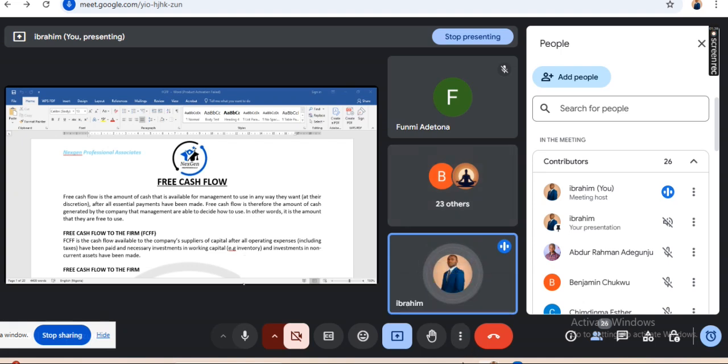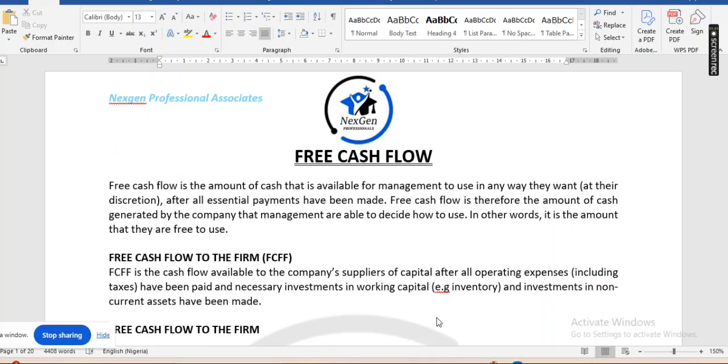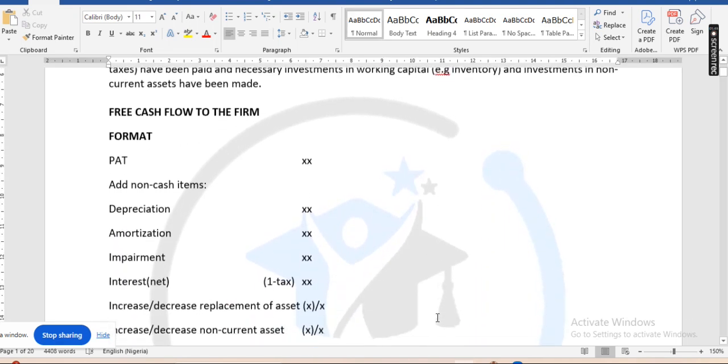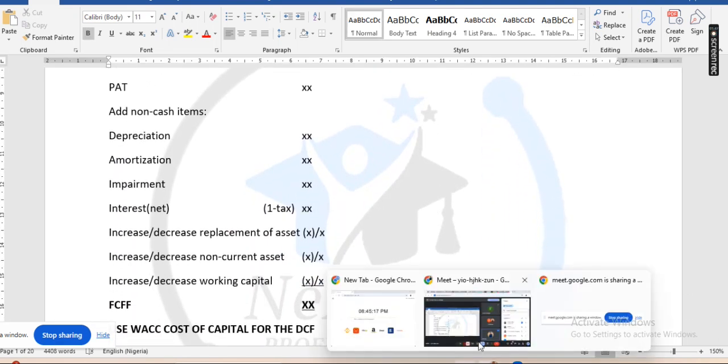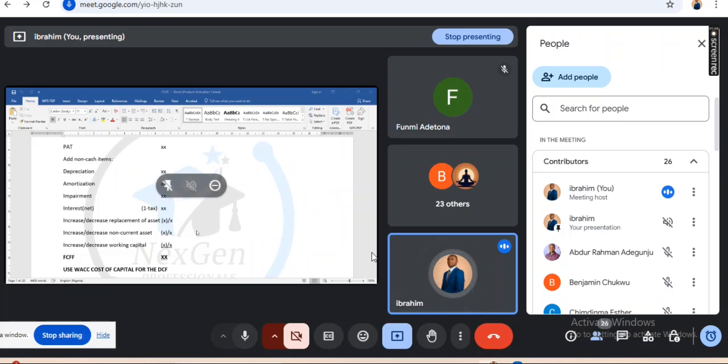It is calculated as the profit after tax. You add back the non-cash items, your amortization and your impairment. Your interest will be net, which I explained yesterday. Then an increase will reduce your cash flow, and a decrease will increase your cash flow.